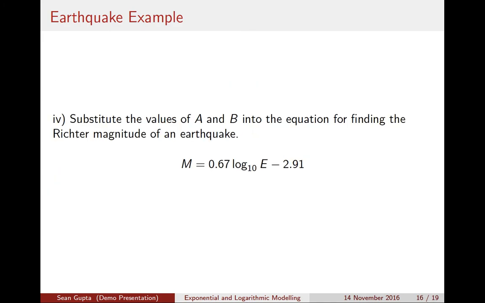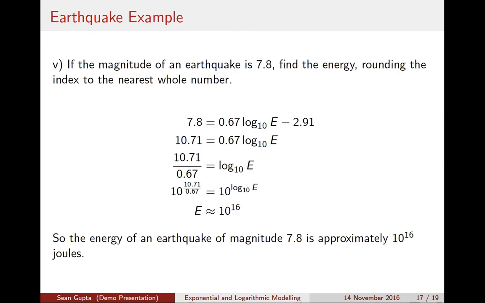Okay, substitute those values back in. Okay, what do we get? This expression here. M is 0.67 log base 10 of E minus 2.91. Alright, so if I tell you the energy, you can calculate the magnitude. If I tell you the magnitude, you can also calculate the energy. So if we know the magnitude, find the energy.